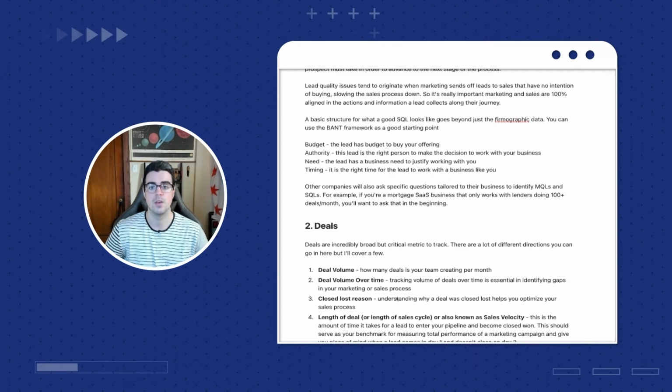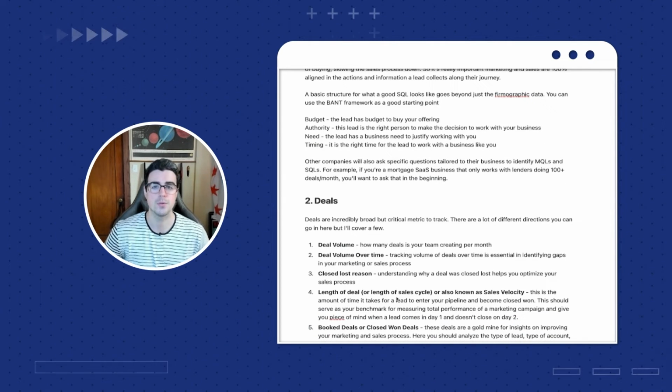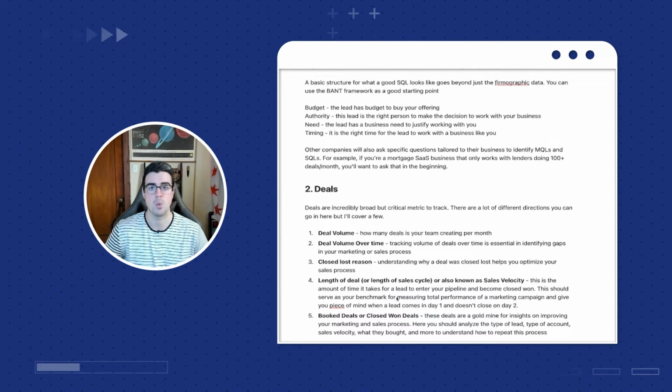A basic structure you can use for what a good SQL looks like goes beyond just the firmographic data, the revenue, the company size, that type of thing. You can use the BANT framework as a good starting point. So the BANT framework is: one, budget. The lead has budget to buy your offering. Next is authority. This lead is the right person to make the decision to work with your business. Need. The lead has a business need to justify working with you. And finally, timing. It is the right time for the lead to work with a business like you.